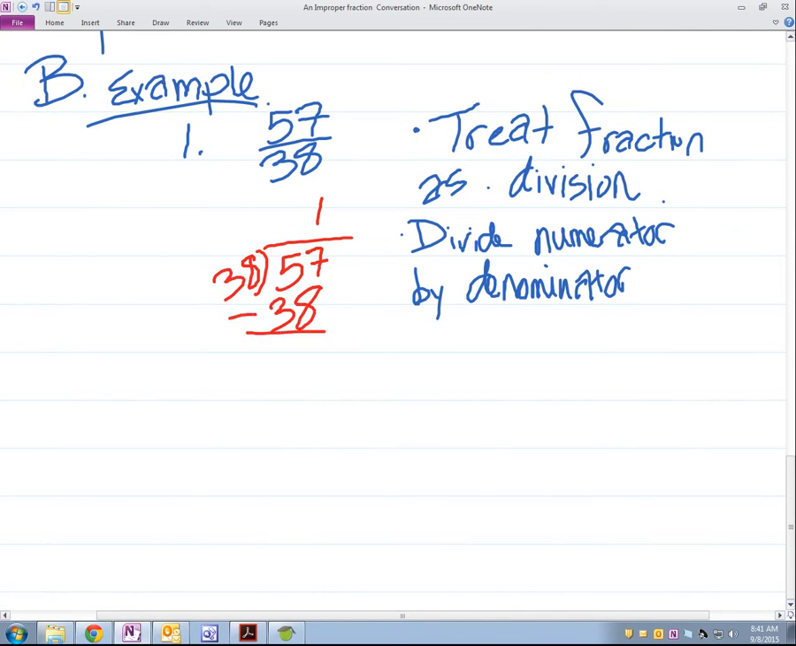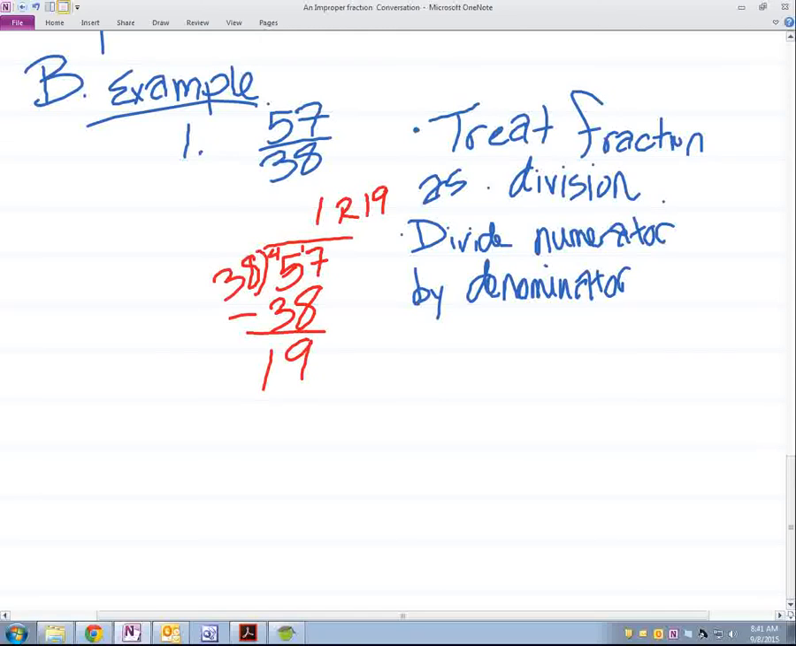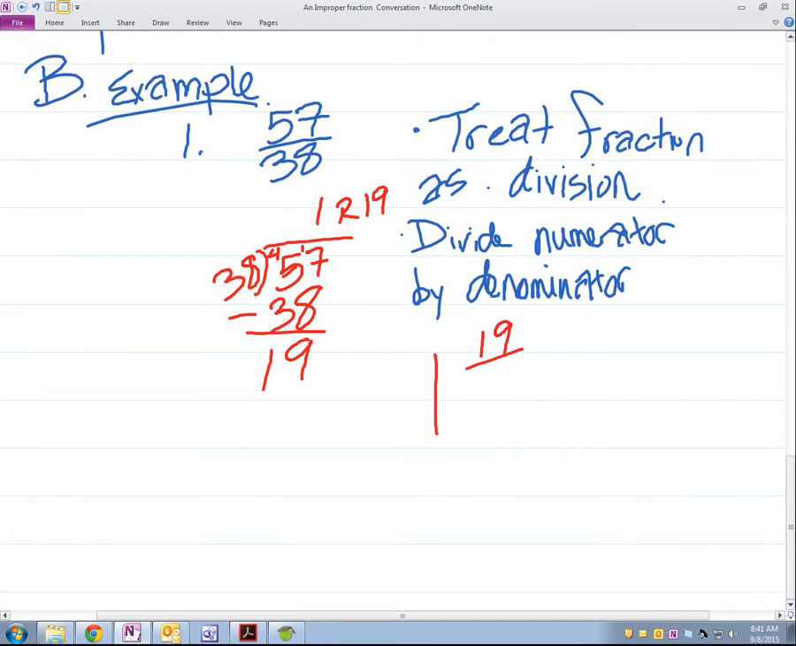Subtraction. That one doesn't work, so I have to borrow from this guy, take a 17. That's going to be 9. It's going to be 19. So this would be 1 with the remainder 19. So that means that I have 1 and 19 over 38.